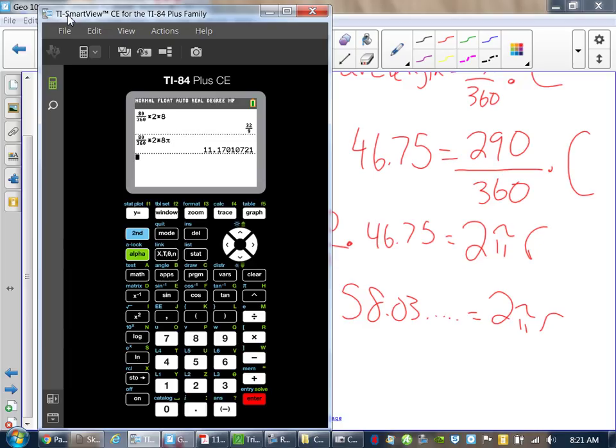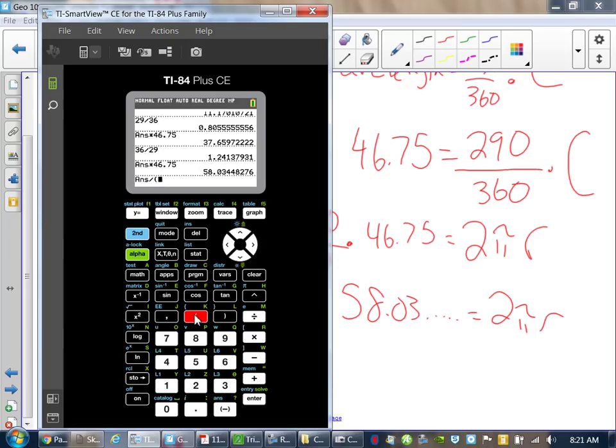So we had 29 over 36 times 4675. It's 36, sorry. So here's our 58 and change. So that answer in your calculator, all I do is this, divided by parentheses 2 pi. You have to put it in parentheses and then hit enter. There's your radius. Whenever you have to round with decimals, always go 2 decimal places.